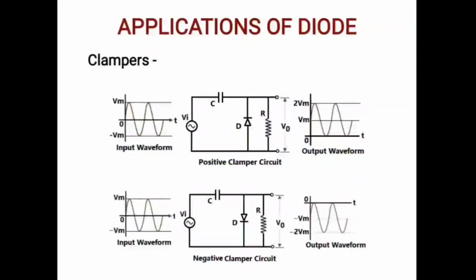Clampers. By proper biasing and frequency response of diode circuits, clampers are used to shift either the positive peak or the negative peak of a signal wave to a desired level as per the requirement. That is why it is also called a level shifter or DC restorer. Brightness or contrast control of a TV set is an example of a clamper circuit.